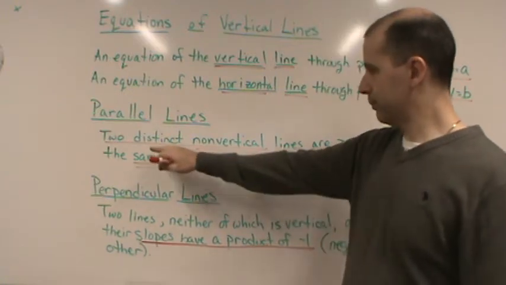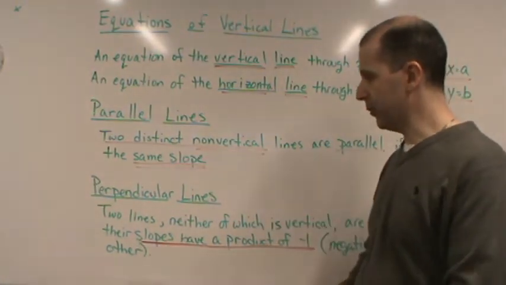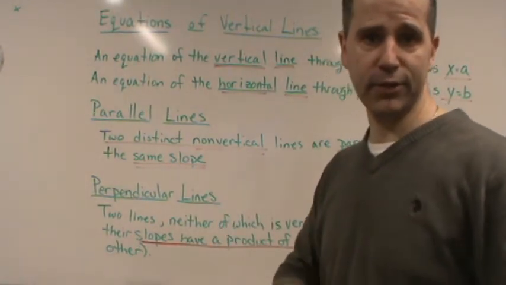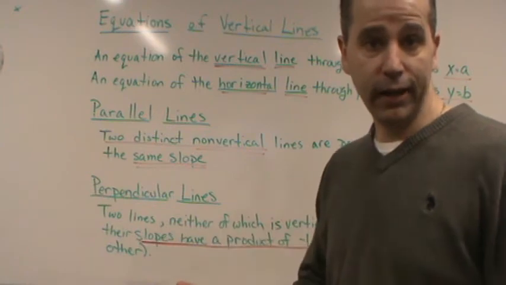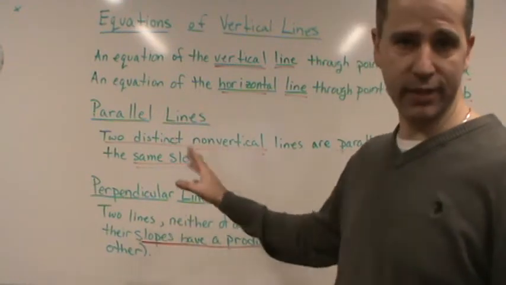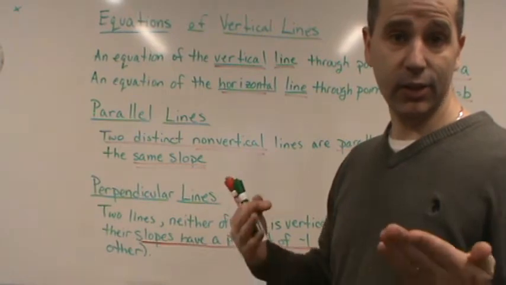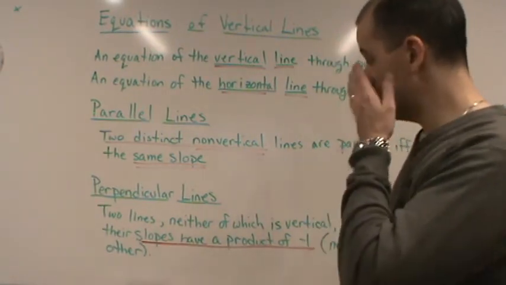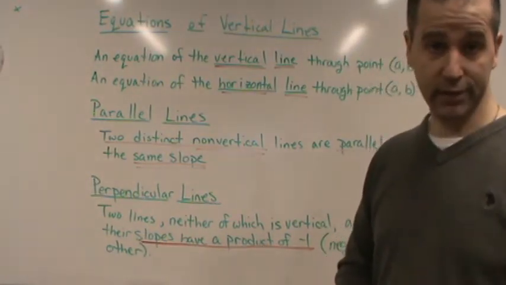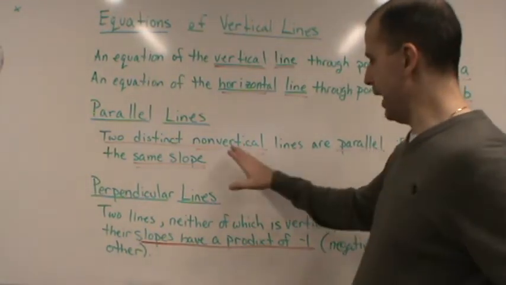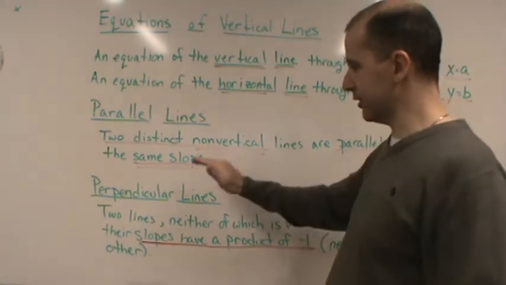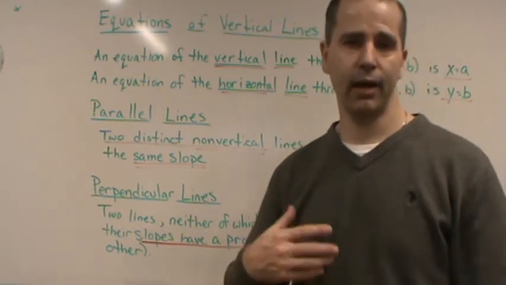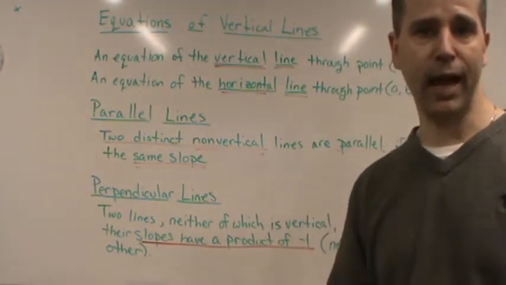The other reason for non-vertical is that the slope of a vertical line is undefined, so we can't really use this definition. But vertical lines are always parallel; it's just that we can't calculate the slope. For any non-vertical lines, we look at the slopes of the two lines. If the slopes are the same, then they are parallel. If the slopes are different, then they're not parallel.